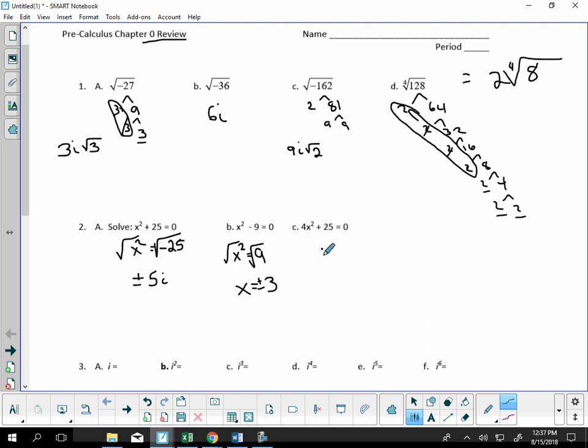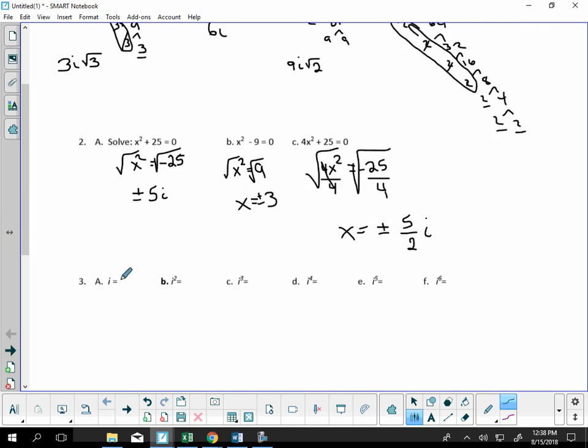C, you're going to subtract 25 from both sides. Divide by 4. Take the square root. And you get x equals plus or minus 5 over 2. And let's not forget our i because we had a negative underneath that radical. Take the square root of the top over the square root of the bottom.